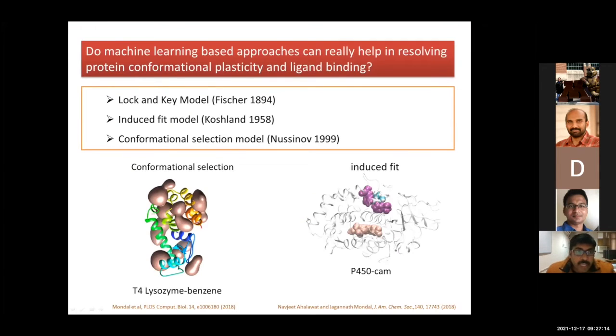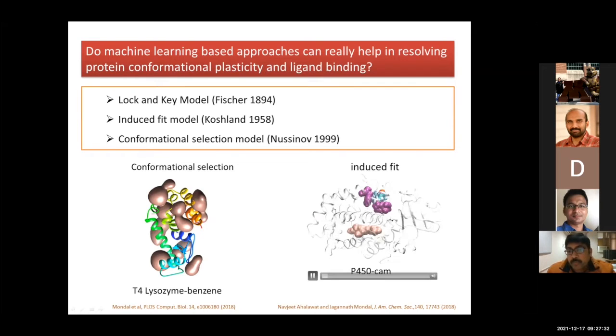As we know, machine learning is getting very popular these days, so we tried to look into that. Can we solve this problem using a machine learning approach? We want protein plasticity to be separated during ligand binding. So we have used two systems. In one system, we have the induced fit mechanism.